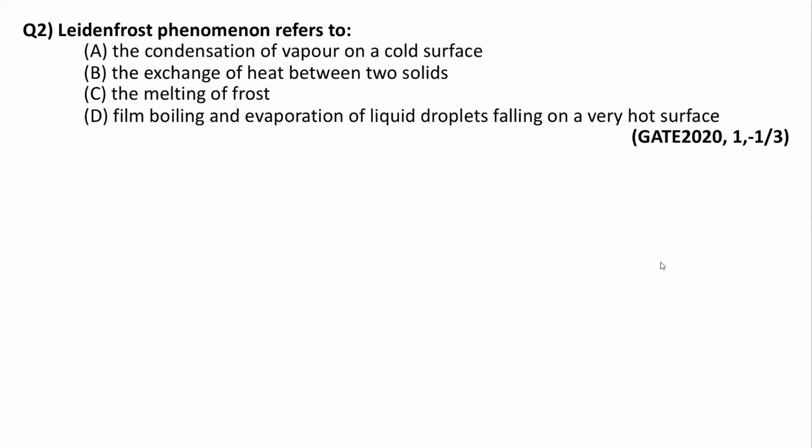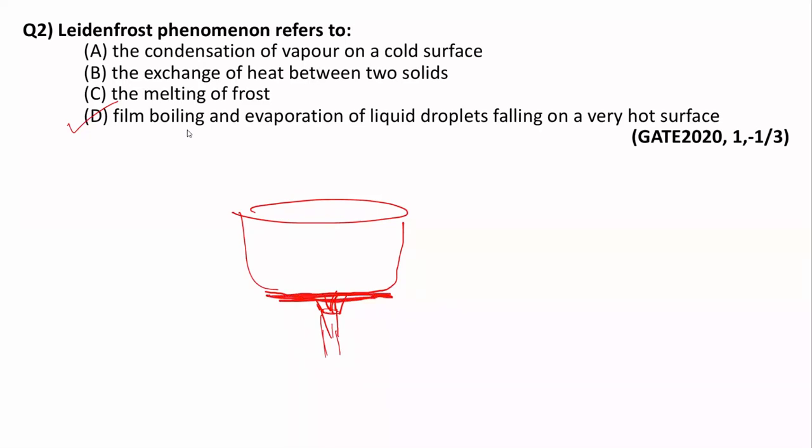So kudos to everyone who could find out D as the correct answer. The Leidenfrost point is the point at which the film boiling and evaporation has started. So it refers to film boiling and evaporation of liquid droplets falling on a very hot surface. In the case of pool boiling, it refers to film boiling. Pool boiling means we have a pool of water and we are providing heat through some sort of flame or some heated surface. That is called pool boiling.